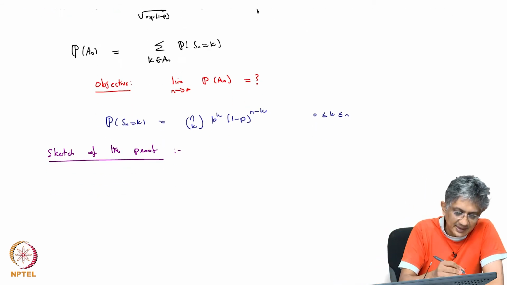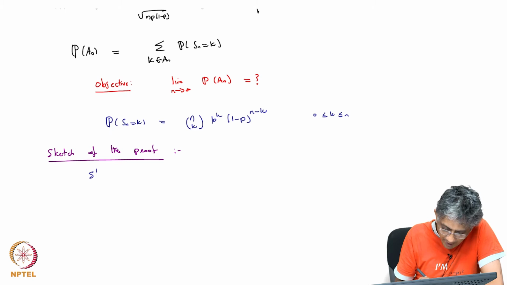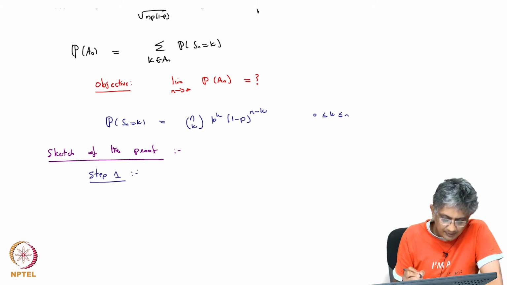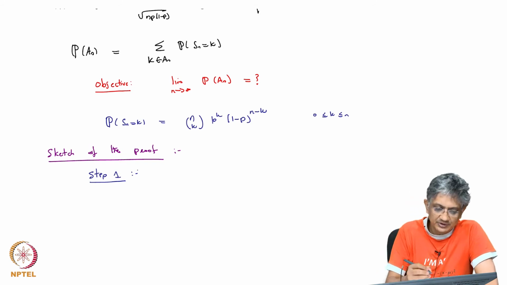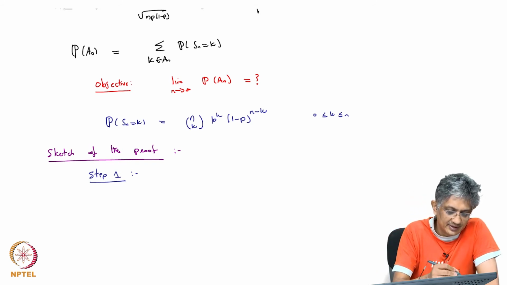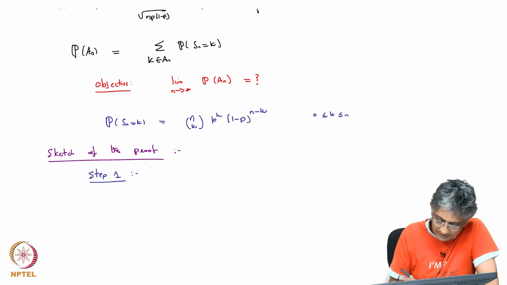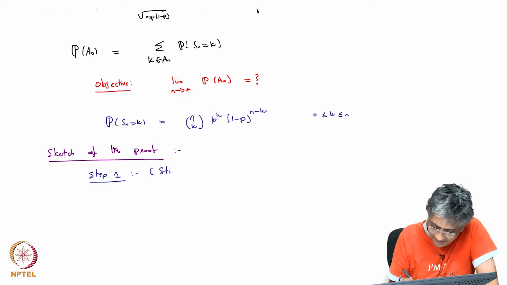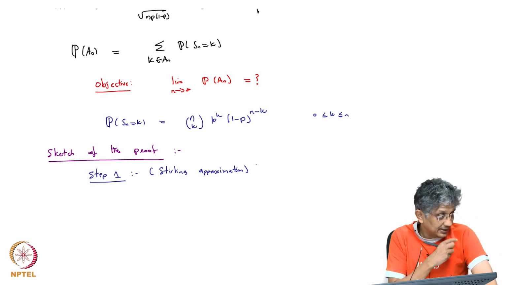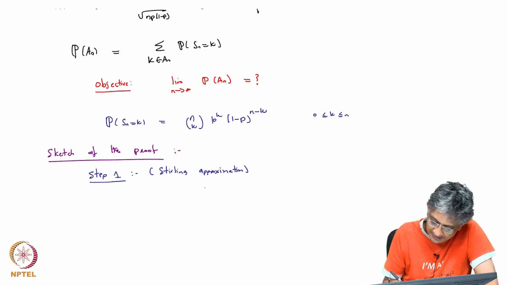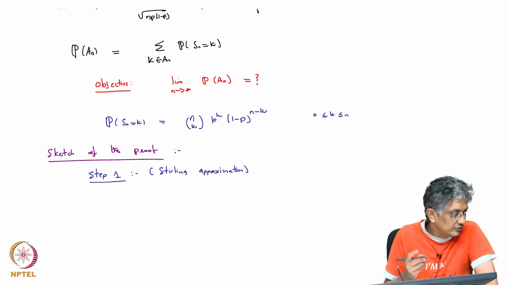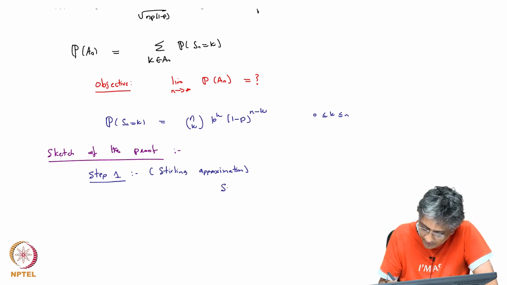Okay. So what is step 1? Step 1 is the following. You have to use something called Stirling's approximation. Maybe I'll write that in blue itself. Stirling's approximation. What happens here is that you have to use it to show uniformity in some sense.